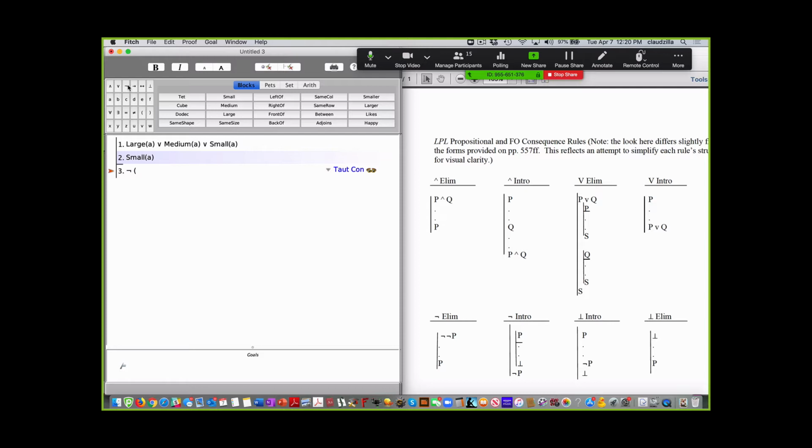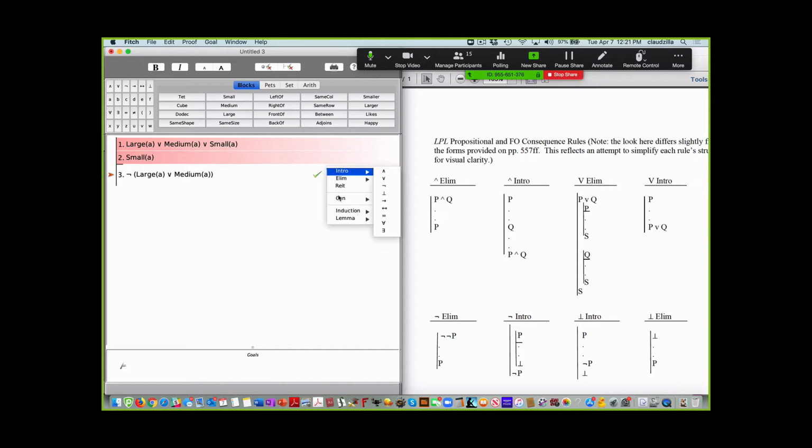So I can draw this inference by way of the concept of an analytical consequence. In other words, simply by analyzing the meanings of our predicates, we can say that once we know that A is small at line 2, it can't be large or medium. I check my step, yes, it's correct.